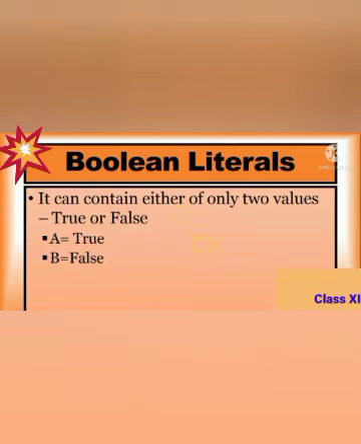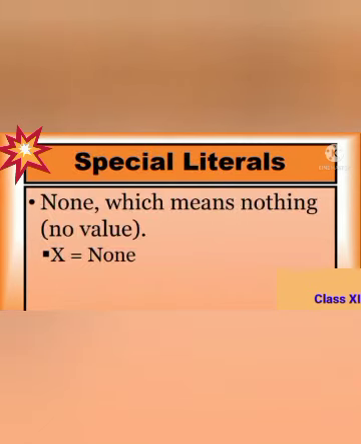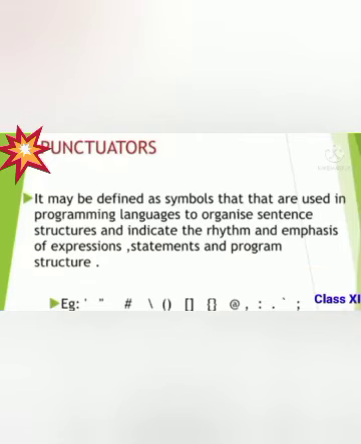Boolean literals can contain only two values. They are true or false, right? Like that we can give a equal to True, b equal to False. So it will denote the Boolean literals. None means nothing. So no value. So x equal to None means nothing. That's a special literal. Next is punctuators.